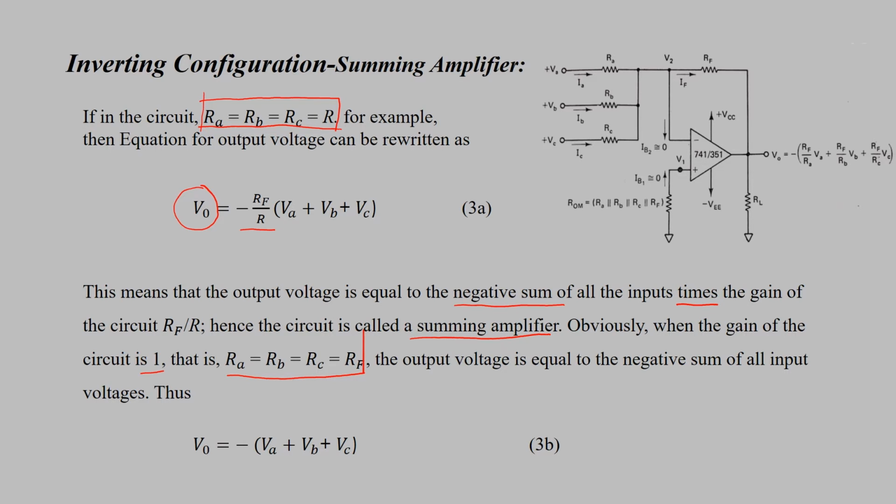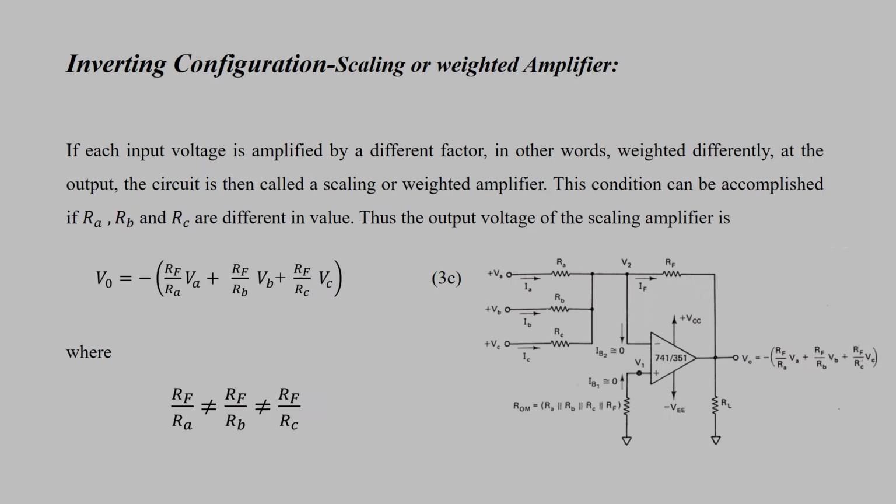RF, the output voltage is equal to the negative sum of all input voltages. So VO becomes minus in bracket VA plus VB plus VC. Here you can also see an offset minimizing resistance ROM, which is nothing but RA in parallel with RB in parallel with RC in parallel with RF. So here we are talking of inverting configuration, and we'll take up the special case as scaling or weighted amplifier.